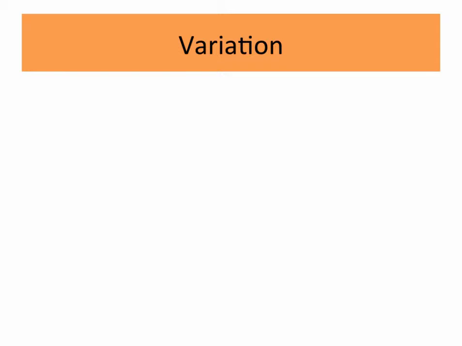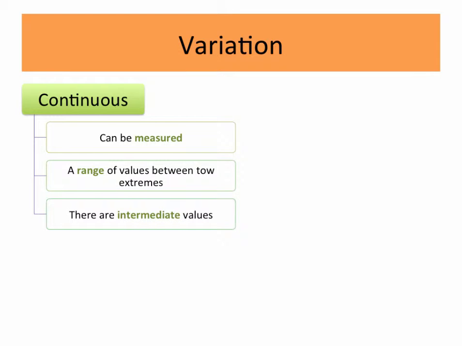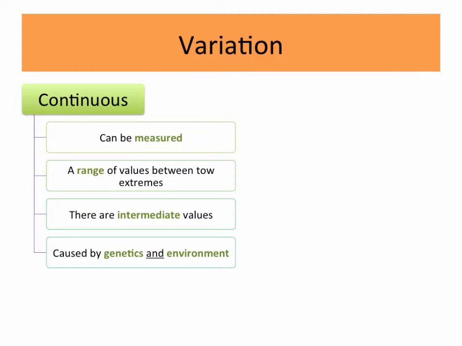Now, there are two types of variation. The first one is continuous variation. So continuous variation can be measured, for example with a ruler or with a balance. There is a range of values between two extremes. Continuous variation has intermediate values, so for example numbers after decimal place, and it is caused by genetics and the environment. For example, height in humans.